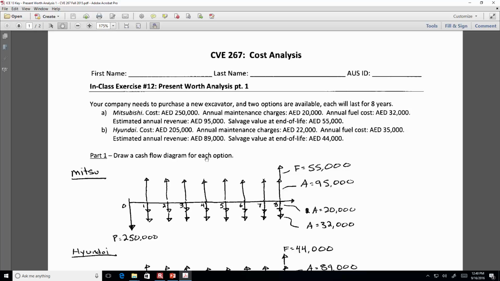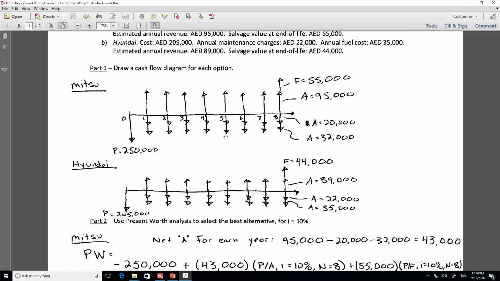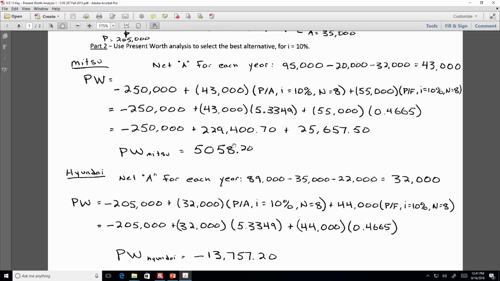And so later in the semester, we're going to learn about replacement studies, which is where you're analyzing existing equipment and trying to decide, is it time to sell the equipment or should you continue owning it? But for now, all we have to do is pick the alternative that has the highest positive present worth. And so if Hyundai was our only alternative, then what would be the solution, what would be our best course of action if we could only get the Hyundai equipment? The do-nothing alternative. Just go out of business. Don't excavate anymore, right?